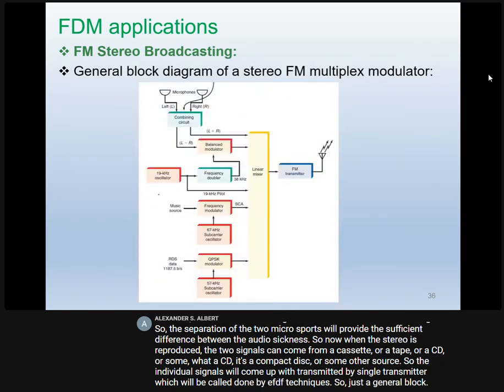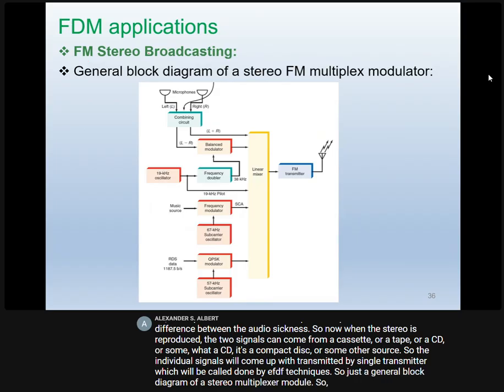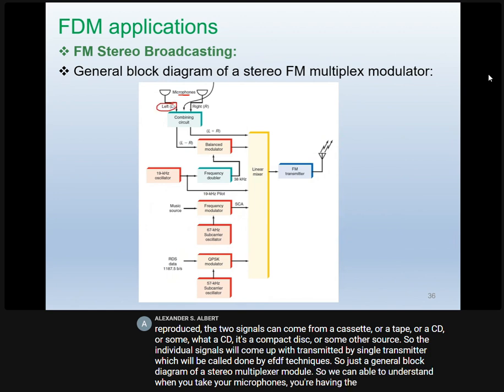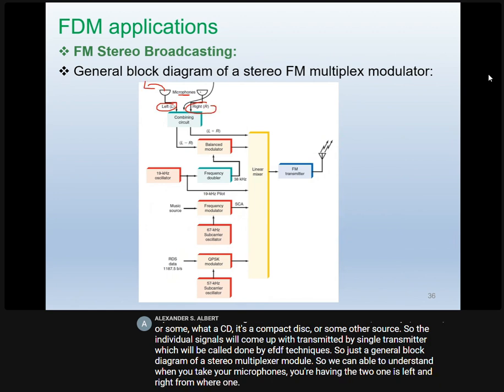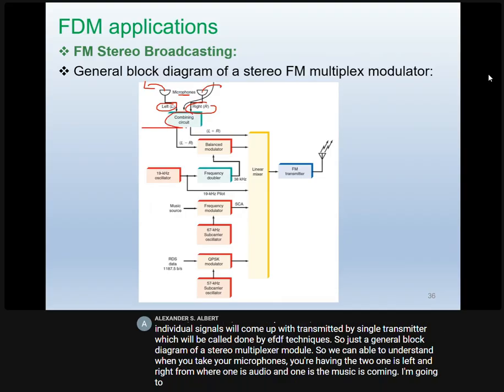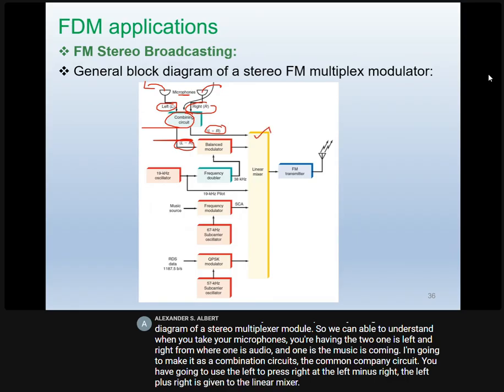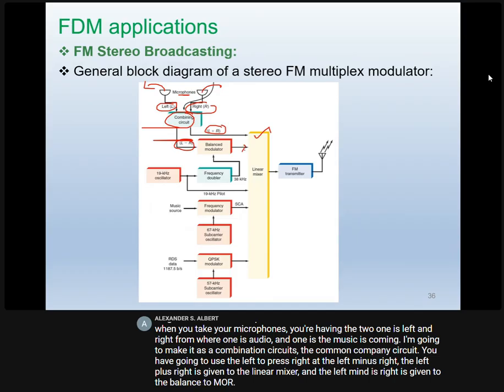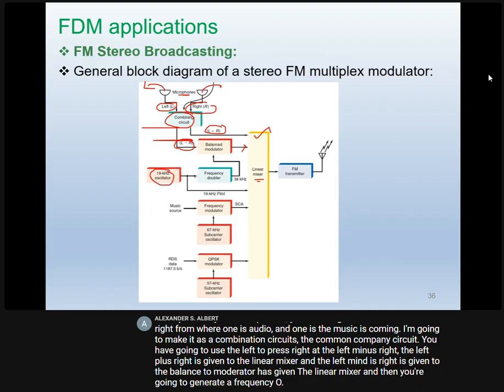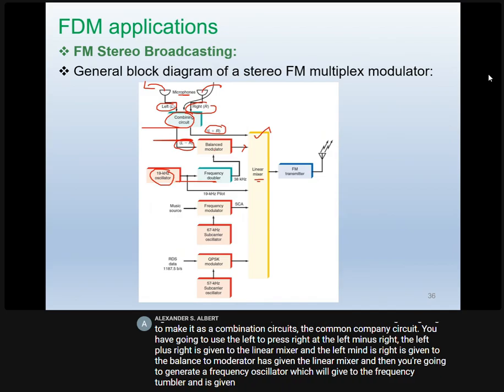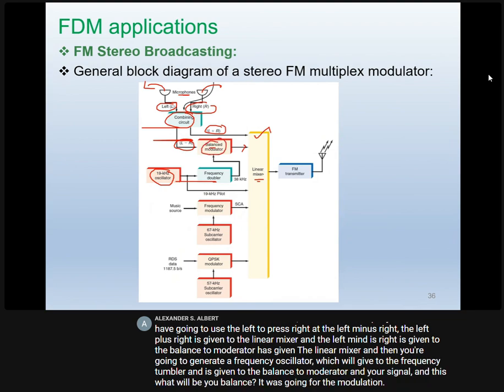So this is a general block diagram of a stereo multiplexer module. When you take your microphones, you have two, left and right, where one is audio and one is music, and they are combined in a combining circuit. The combining circuit produces left plus right and left minus right. The left plus right is given to the linear mixer and the left minus right is given to the balanced modulator. Then you generate a frequency oscillator, which is given to the frequency doubler and then to the balanced modulator. Your signal goes through modulation and is given to the linear mixer.